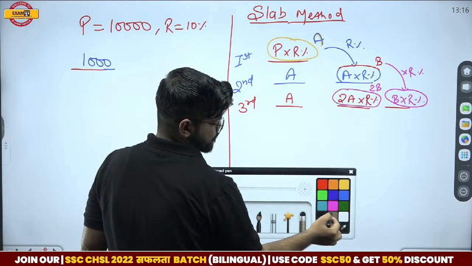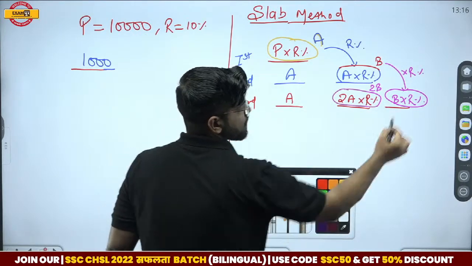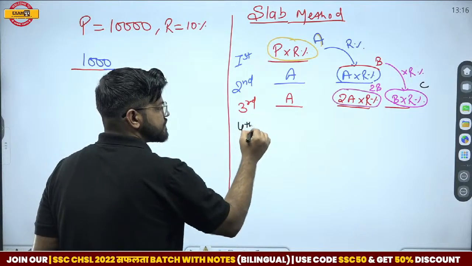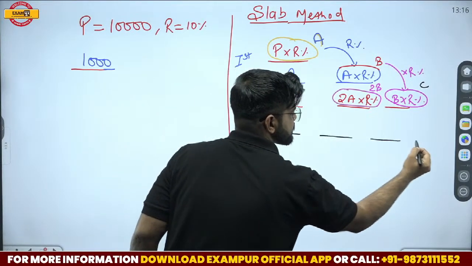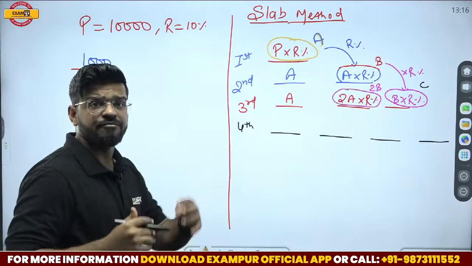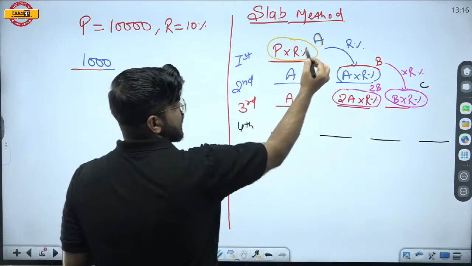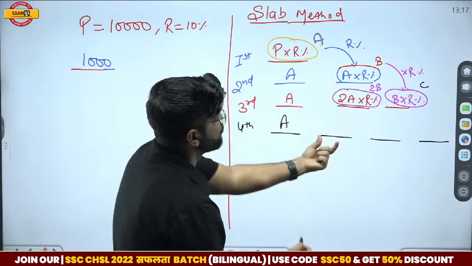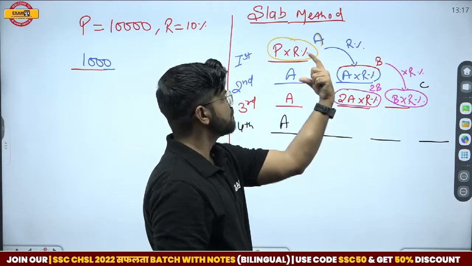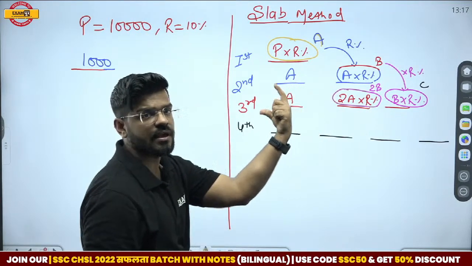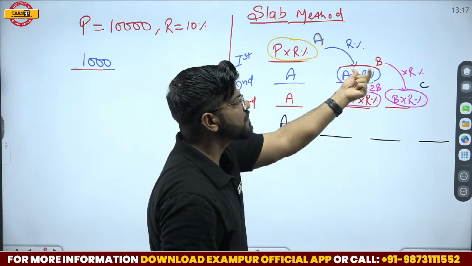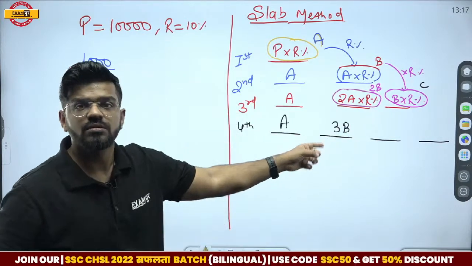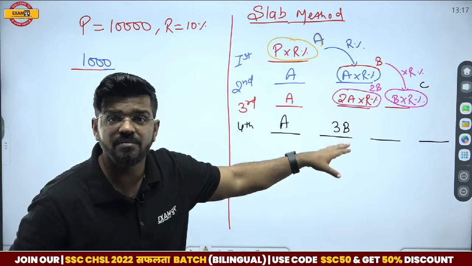Can we write it C? Right? Now for the fourth year, we have to write 4 slabs. Okay. Now A is as it is. Here we have 3A. Before this we have 3 slabs, 1A, A, that means 3A. And A into R% is B, that means this becomes 3B.